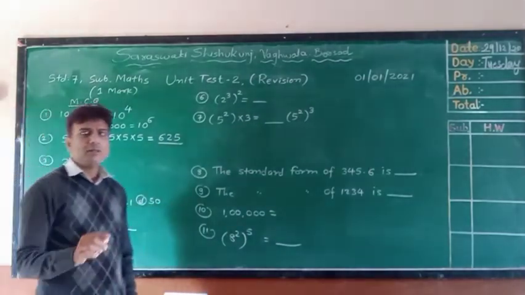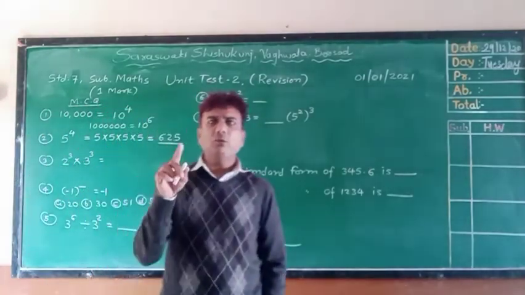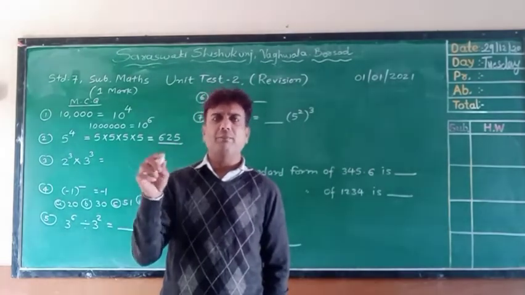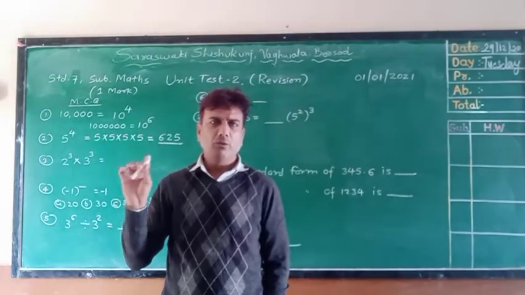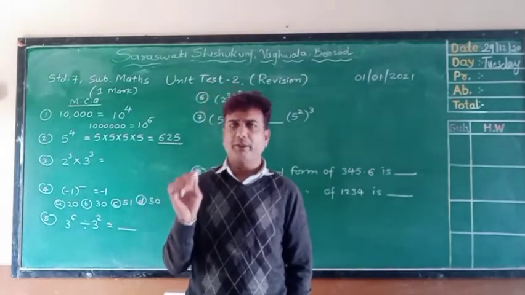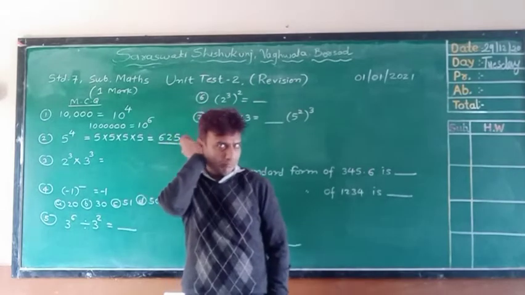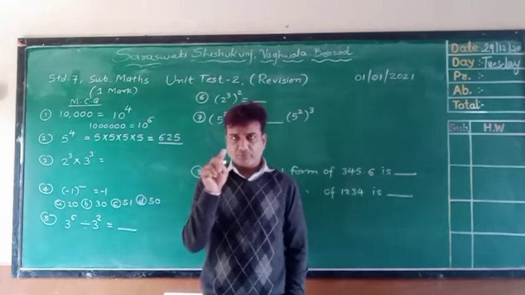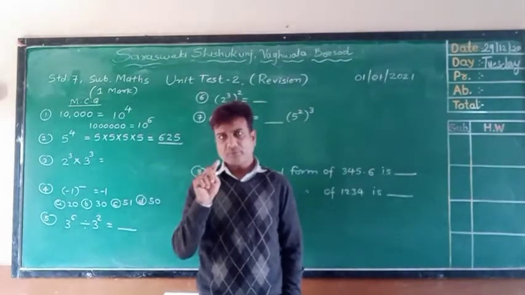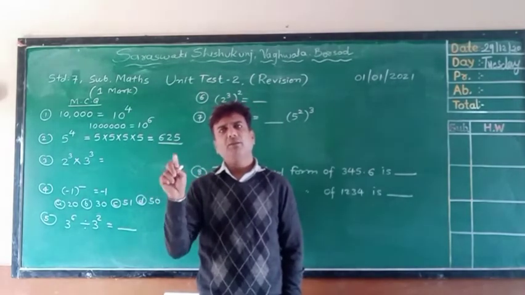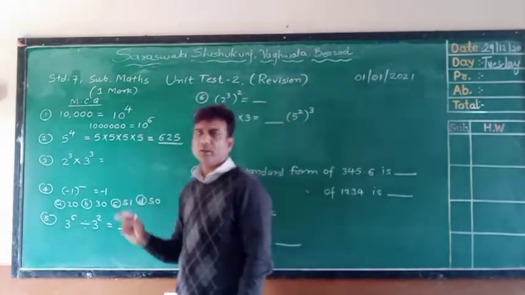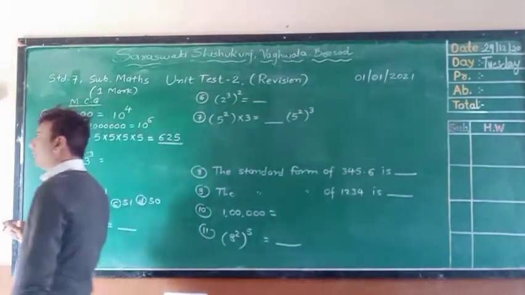Understood, beta? Suppose 2 raised to 3 is given. That means we have to multiply 2 three times: 2 multiply 2 multiply 2. 2 twos are 4, 2 fours are 8. Here 5 raised to 4 is given. That means we have to multiply 5 by itself 4 times: 5 multiply 5 multiply 5 multiply 5. 5 fives are 25, 25 fives are 125, and 125 fives are 625. So the value of 5 raised to 4 is 625.